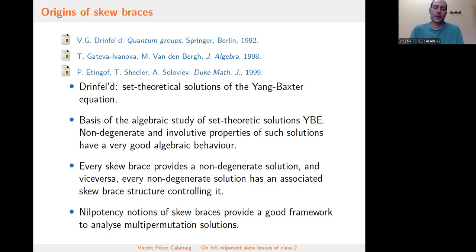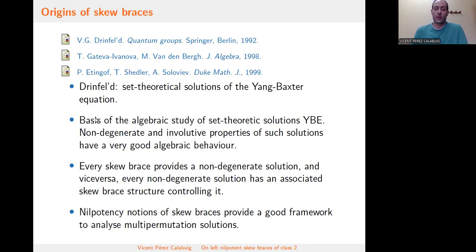Probably the starting point is the well-known publication of Drinfeld in 1992, where he established a list of some unsolved open problems in quantum group theory arising from the study of solutions of the Yang-Baxter equation. Here we pay attention to the so-called set-theoretical solutions of the Yang-Baxter equation. Then the basis for the algebraic study of these solutions was given in the seminal papers of Gateva-Ivanova and Van den Bergh, and of Etingof, Schedler, and Soloviev.